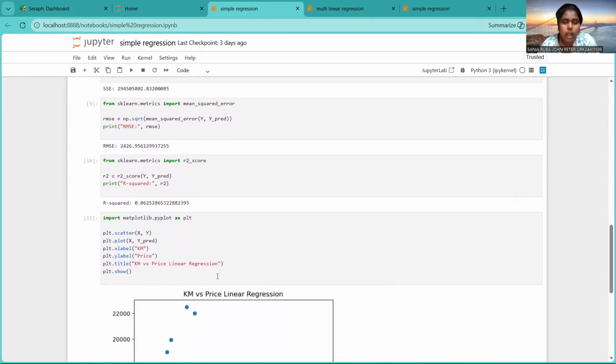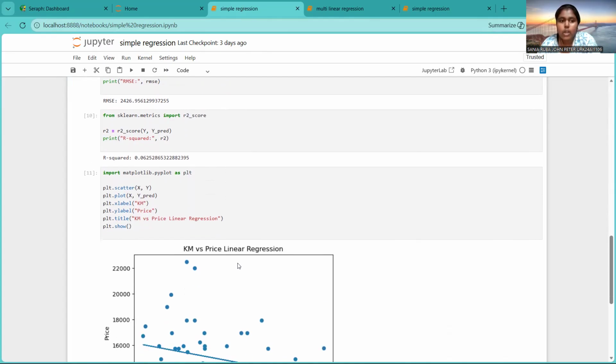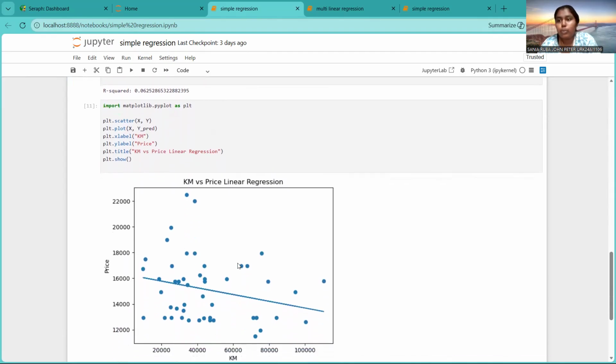Next is R square. R square tells us how well the model explains the data. If R square is 0.6, it means 60 percent of the price variation is explained by kilometers. A higher R square value means a better fit. To visualize, to plot the regression line, I used a blue dot.